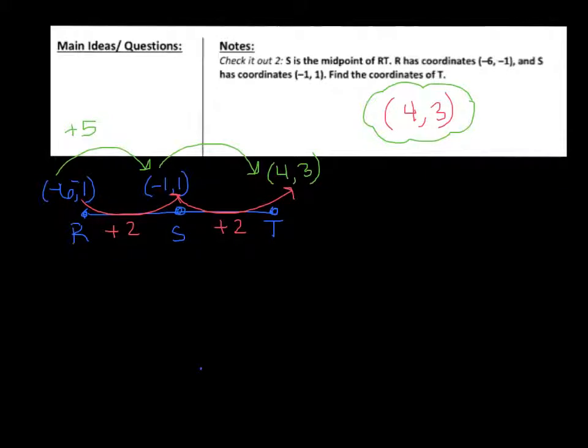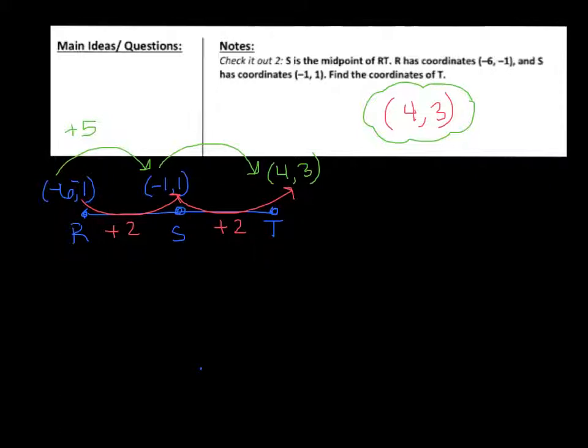Okay, so let's walk through this problem. This one was similar to the problem that we just did together. They've given us a segment RT. The first thing I did was draw a diagram and label the information that they gave me. R was at (-6, -1), and S was at (-1, 1). We were looking for the coordinates of point T.